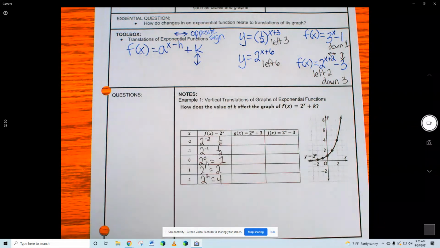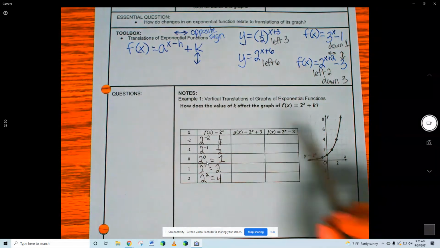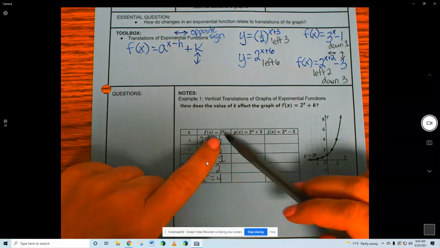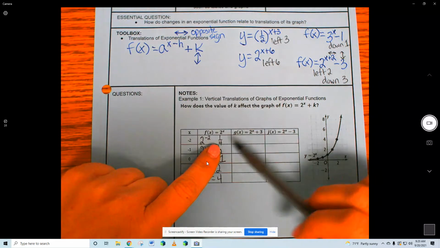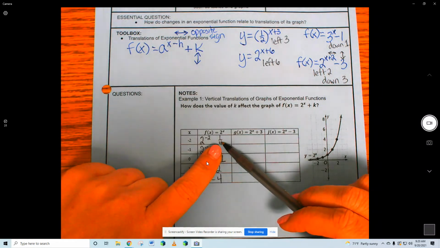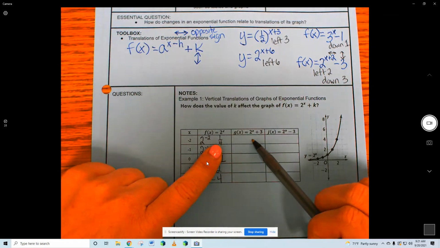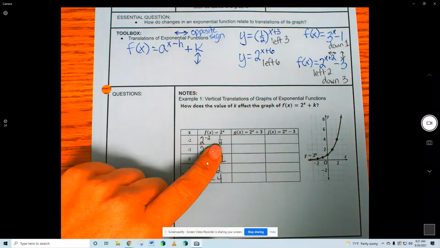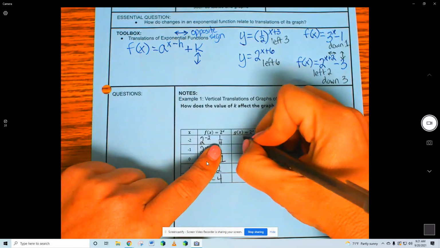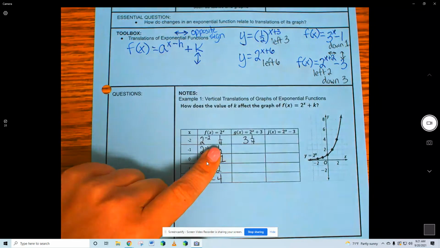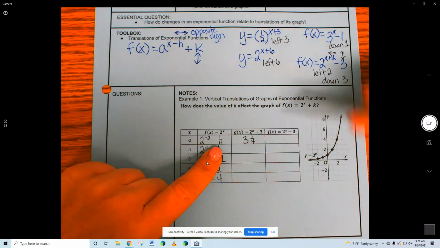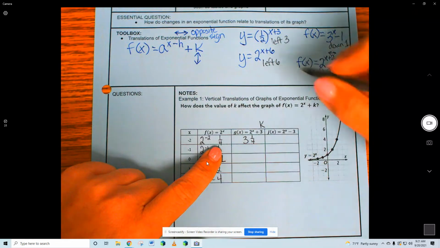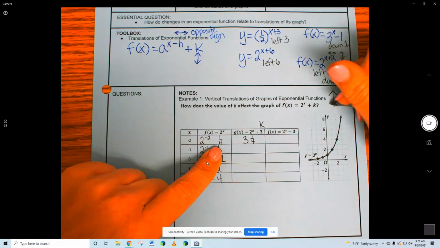Okay, you guys, I'm now putting a plus 3 at the end. That means that I'm going to take this 2 to the x and I'm going to add 3 to it. So that means that I'm going to look at this 1/4 and I'm going to say, what's 1/4 plus 3? It's a quick and easy answer. What's 1/4 plus 3? You just put them together, guys. 3 and 1/4. So that would be if I added 3. This is my k, right? K goes up and down.